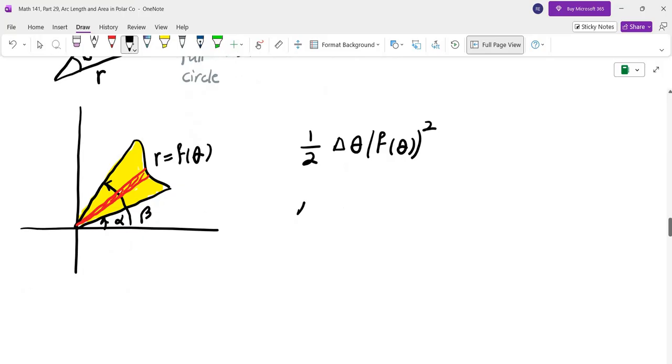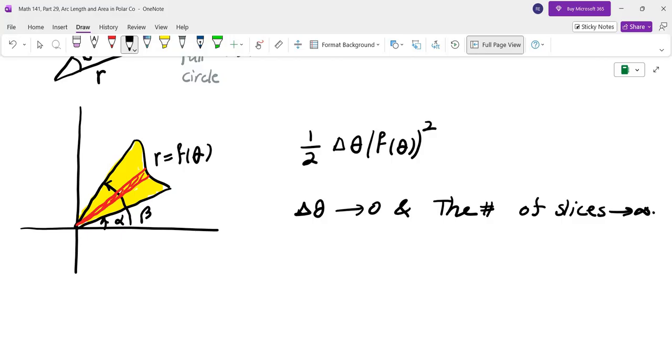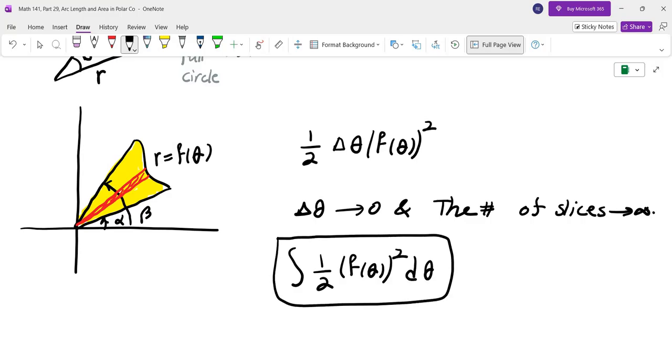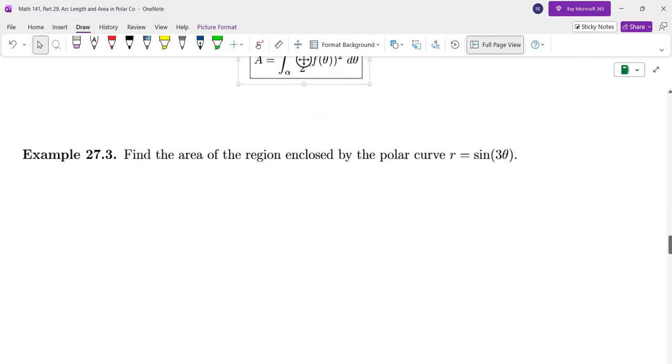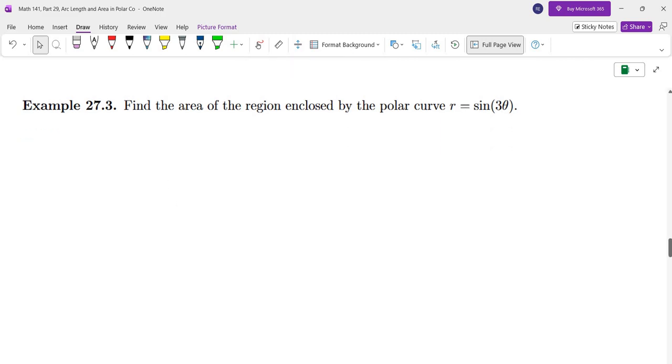As you let delta theta go to 0 and the number of slices go to infinity, what we get is the integral of 1/2 f of theta squared d theta. So this would be the area of this polar region as you see in this formula. We're going to look at a couple of examples on this one. Find the area of the region enclosed by the polar curve r equals sine of 3 theta.